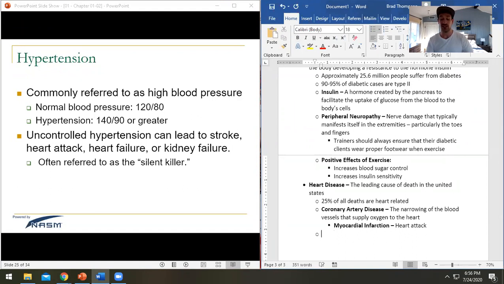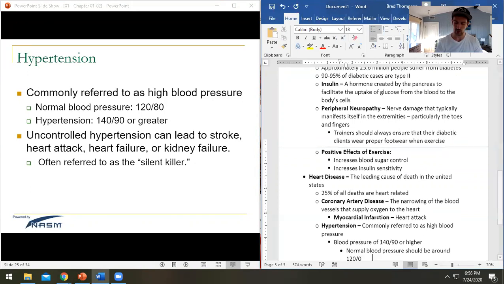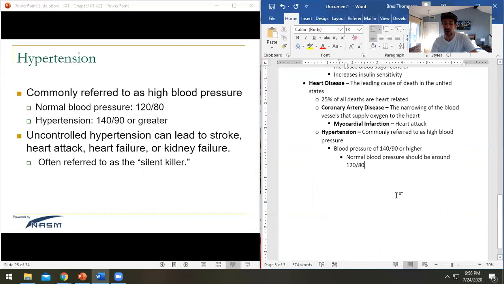So another version of this is also going to be hypertension, right? Hypertension is commonly referred to as high blood pressure. It is a blood pressure of 140/90 or higher. Normal blood pressure should be around 120/80. So if it's ever above 140/90, that is hypertension.